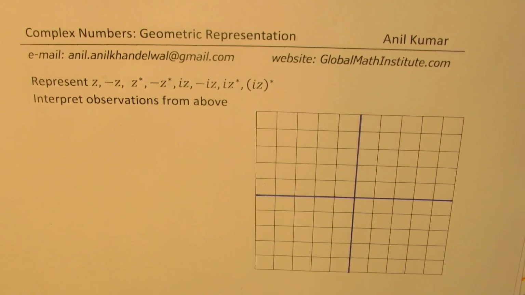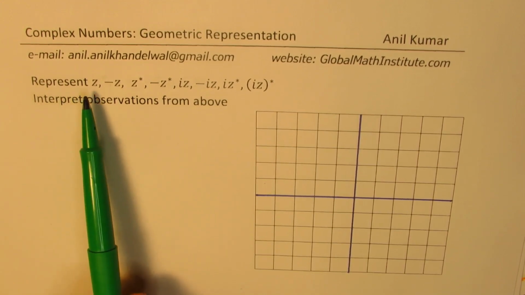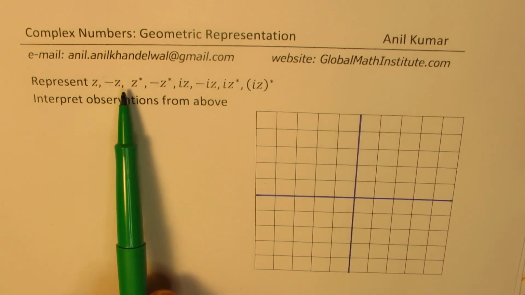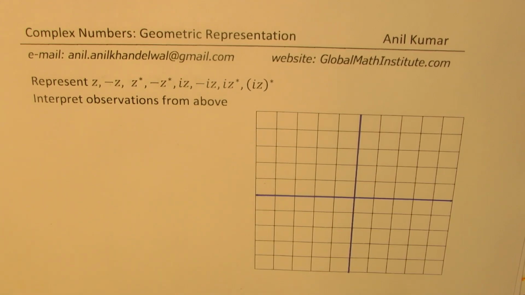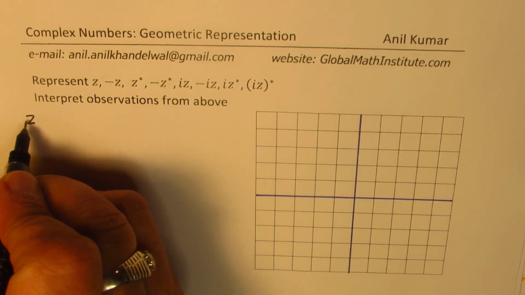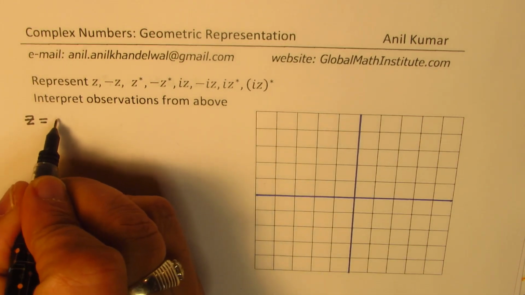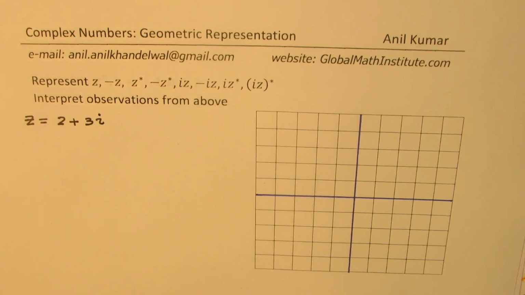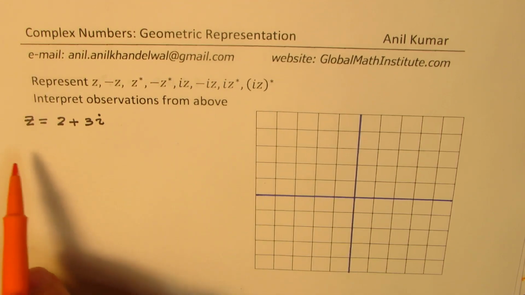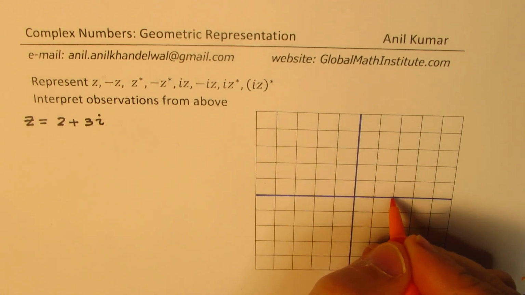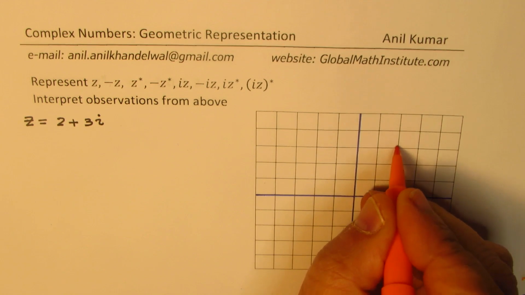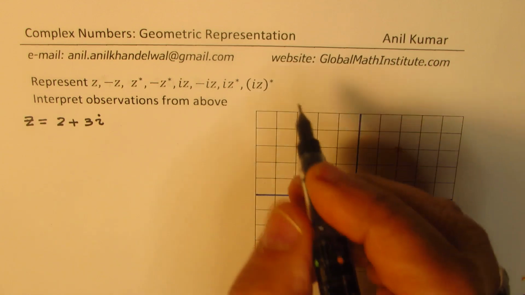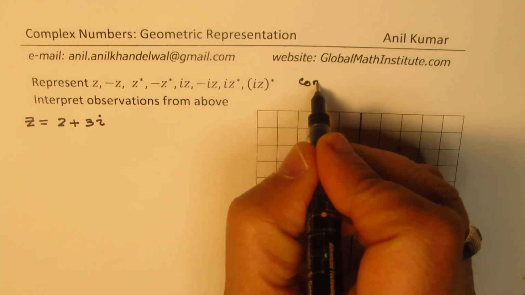Now we are going to take up a complex number z and see what really happens when we take its negative or when we have its conjugate. So let's take one example. Let's say the complex number is z equals 2 plus 3i. So let me first mark the point 2 plus 3i, which is 2 units to the right and 3 units up, right? So that becomes the position of 2 plus 3i. And that's our complex plane, correct? So this is our complex plane.